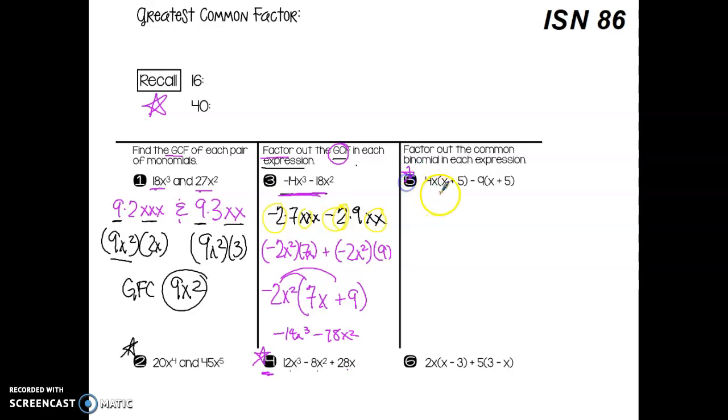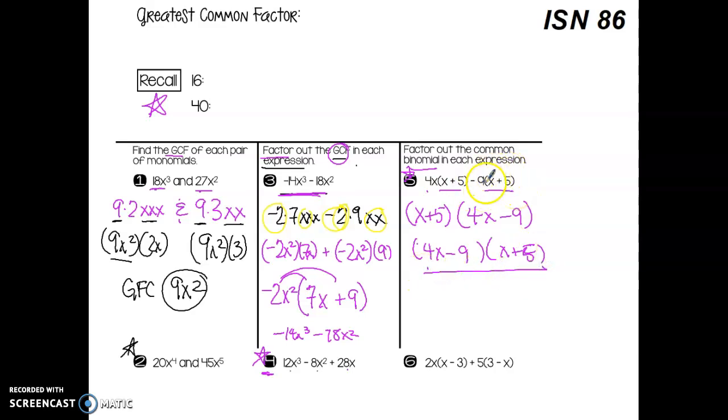In example 5, look at the binomials in each expression. This is common. So if you take out the common factor of x plus 5, you're left with 4x minus 9. Well, if I rewrote that, it might remind you of this. When I multiplied 4x times x plus 5, I had to multiply 4x by everything, and then I had to multiply minus 9 by everything. It was the distributive property. So really, you have found the common binomial, and you pulled that out, and here's the factor you're left with.